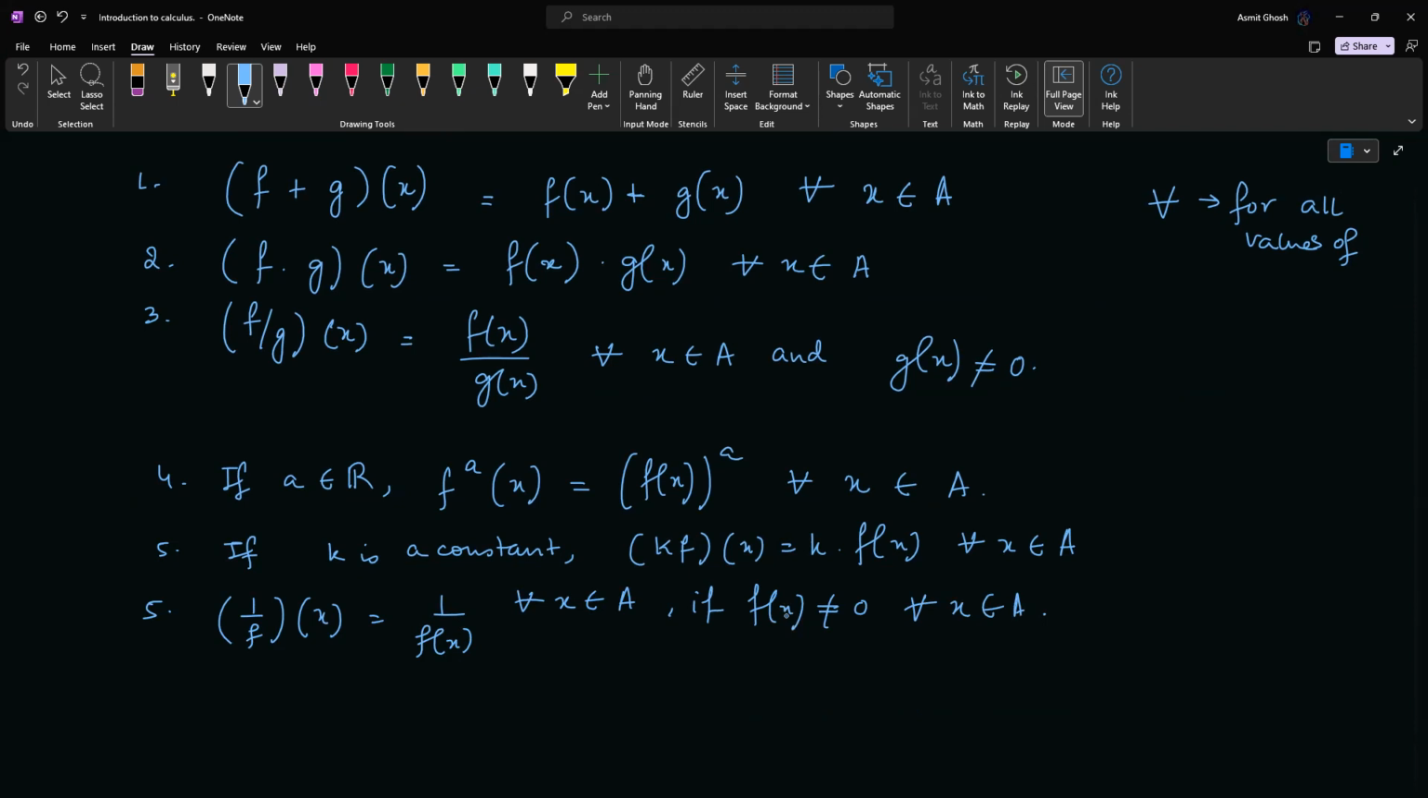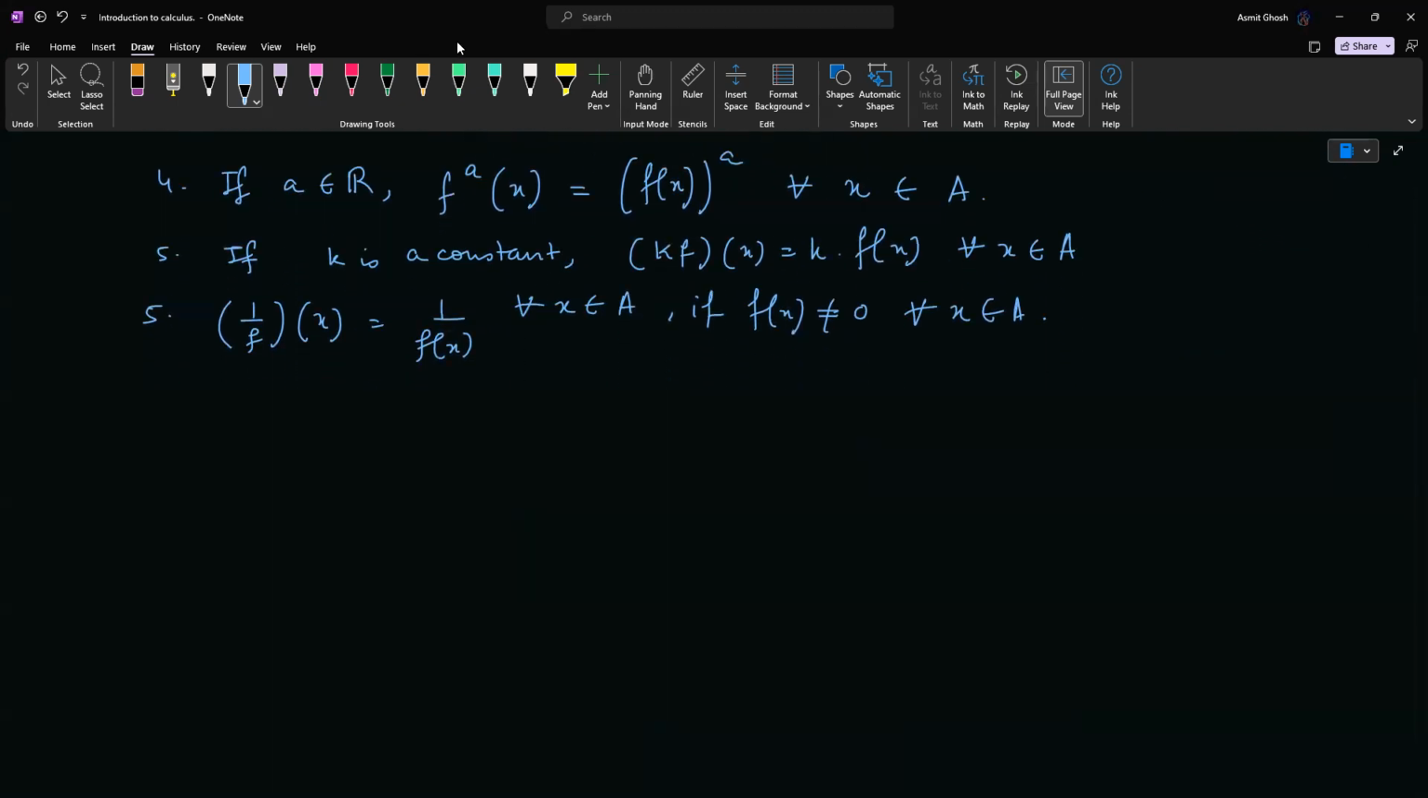So the next thing that we are going to discuss is what is a limit. But today our time is up. So we will continue with limits in the second class.